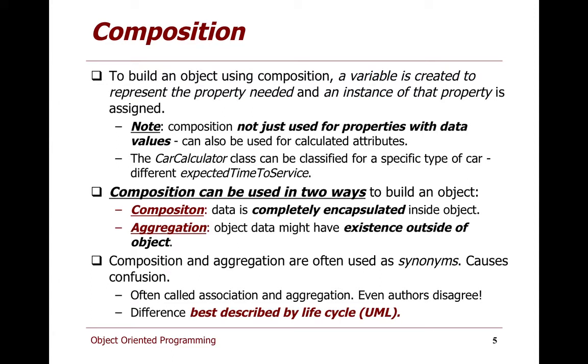And composition is not just used for properties of data values, it can also be used for calculated attributes, but generally speaking this would be a no-no. We typically don't want to store calculated information anywhere, even temporarily, unless it's a matter of performance in a high performance environment, where calculating it dynamically each time on the fly might be prohibitively expensive for some reason. So we can do this, but typically it's getter-setter methods.